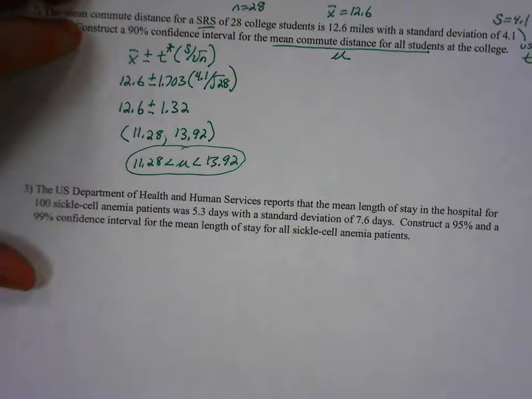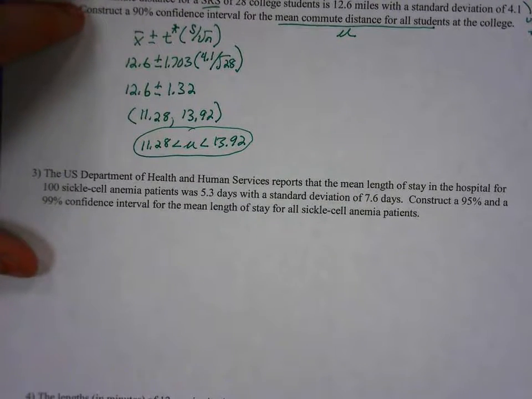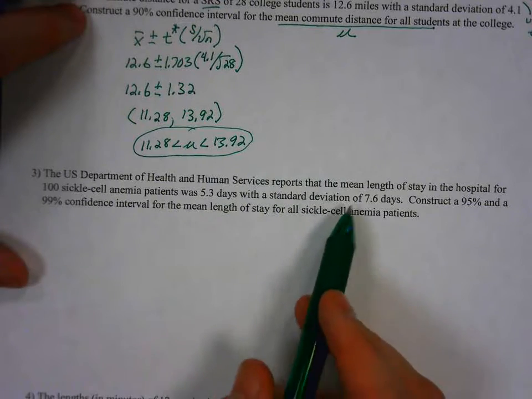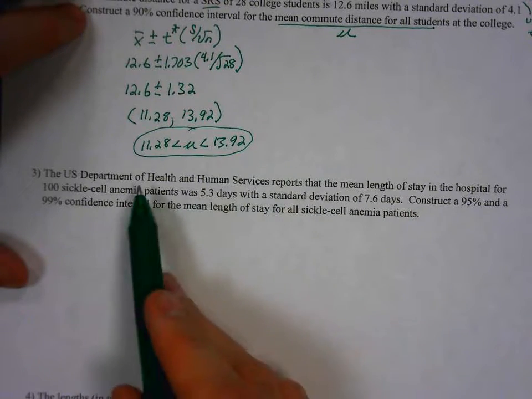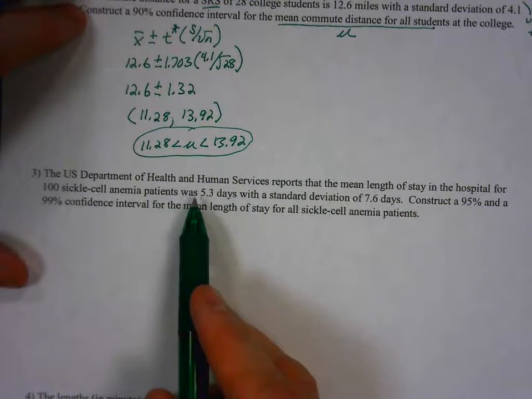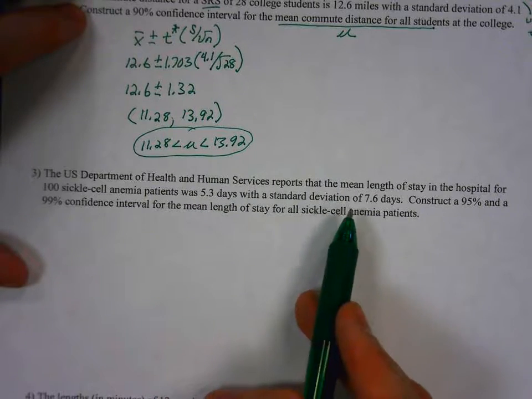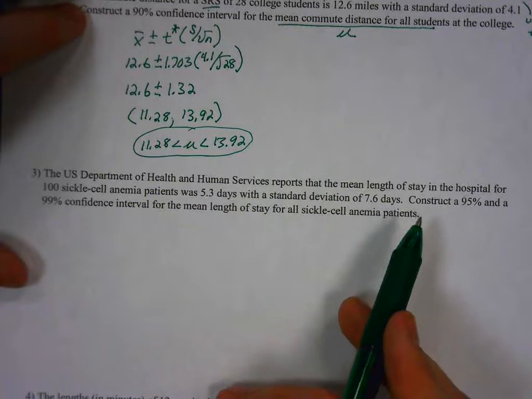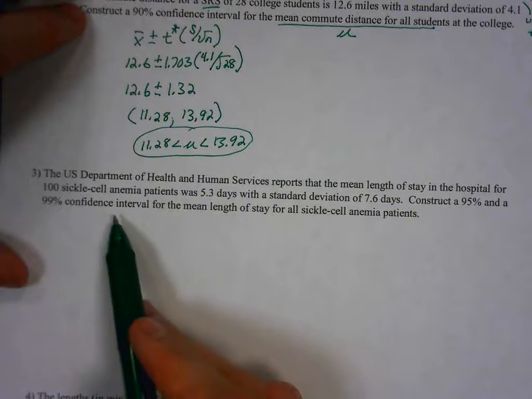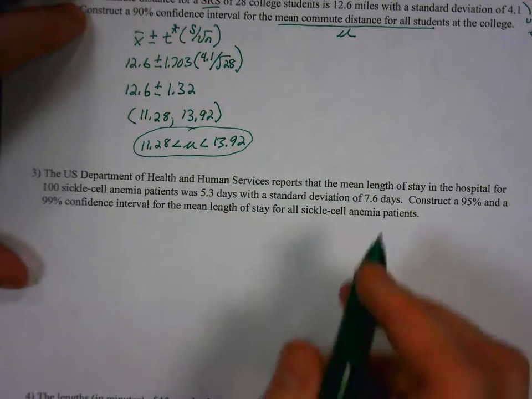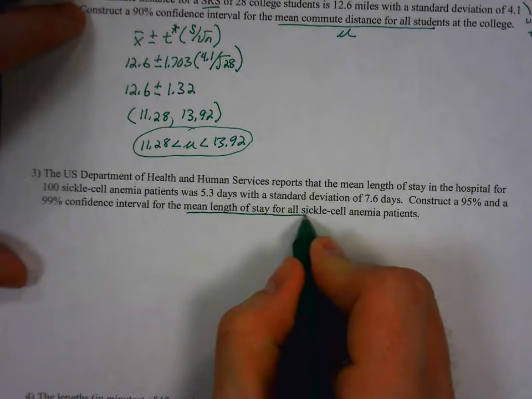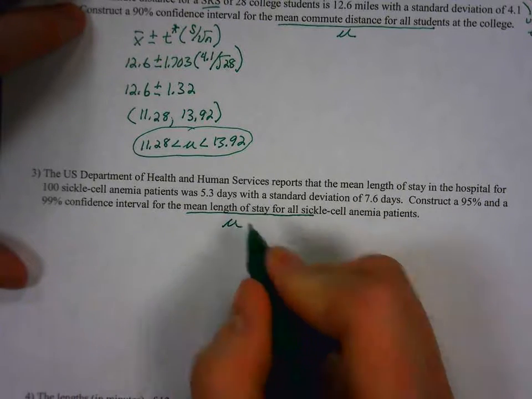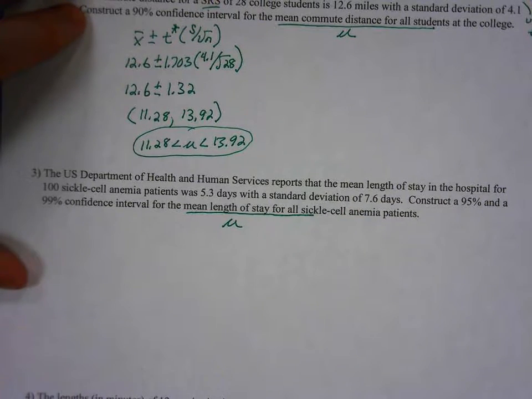Okay, number 3. The Human Services reports that the mean length of stay in the hospital for 100 sickle cell anemia patients was 5.3 days with a standard deviation of 7.6 days. We're going to construct a 95% and a 99% confidence interval for the mean length of stay for all sickle cell anemia patients. So that's a confidence interval for mu.